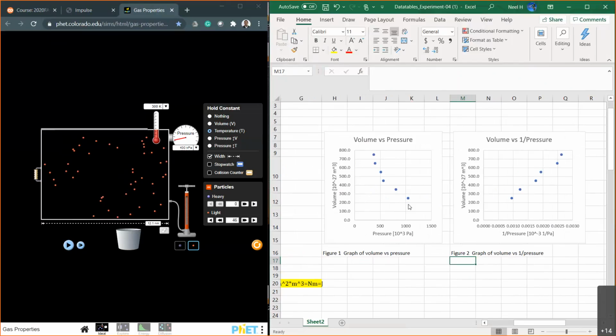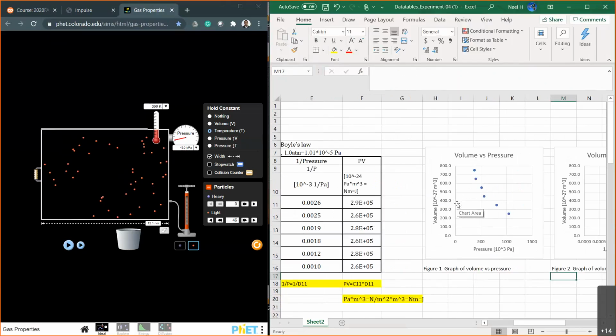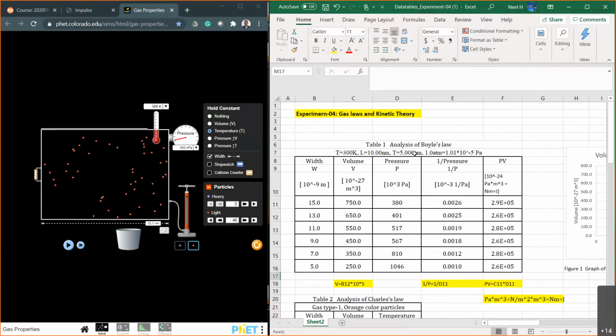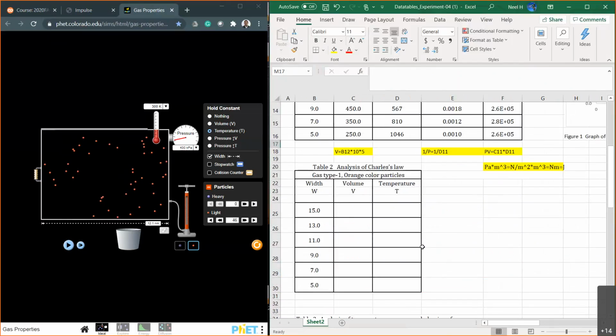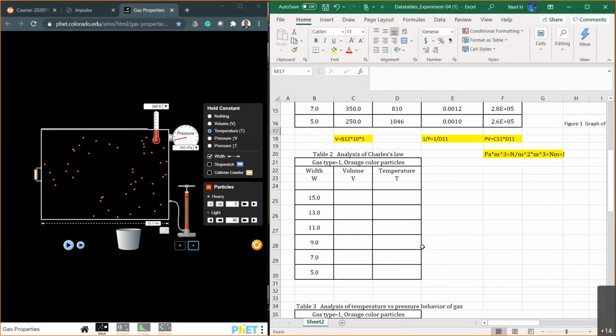Okay, then let's continue. So two graphs are good. Boyle's law is confirmed. Then we can slowly take a look at the Charles law. Any question?